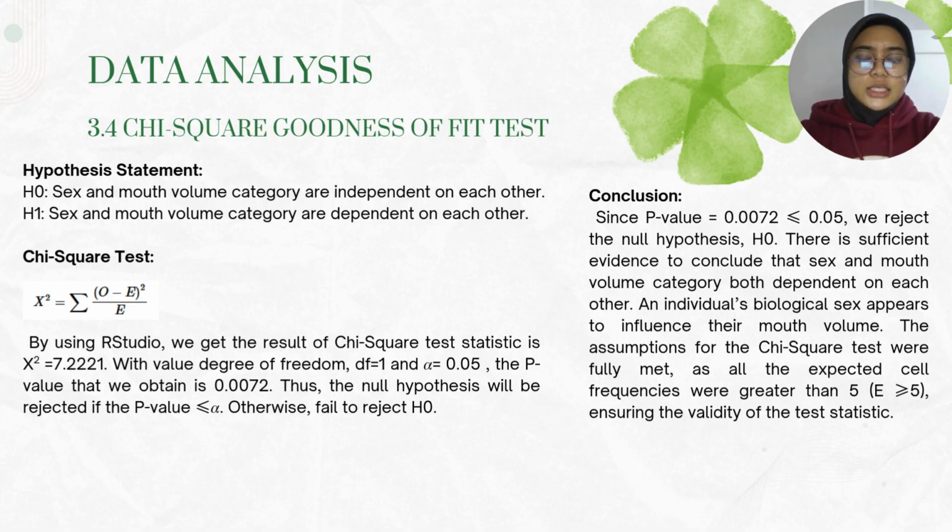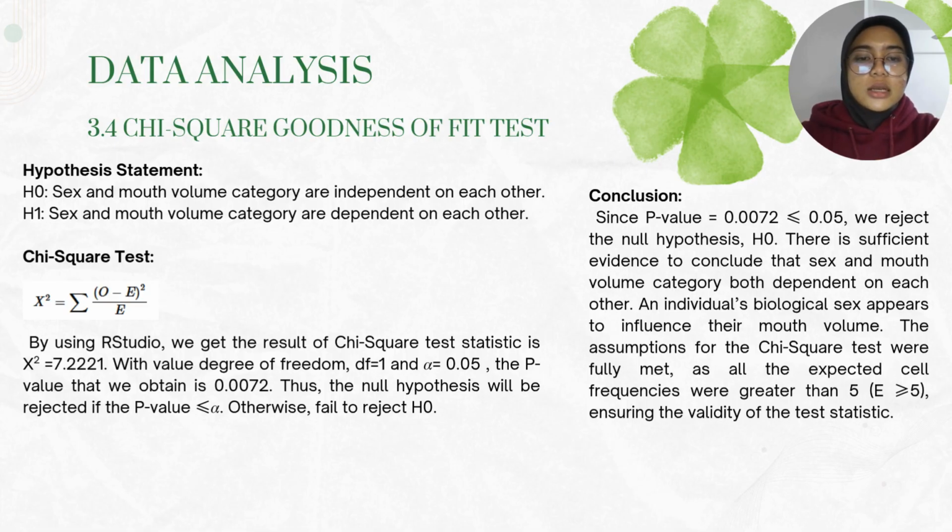For the chi-square test, we'll be using this specific formula, and we'll just use RStudio to obtain the p-value, which is 0.0072. And as the significance level here is 0.05, we can see that the p-value is less than the significance level. Thus, we reject the null hypothesis.